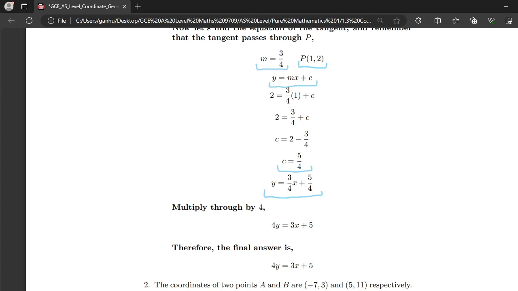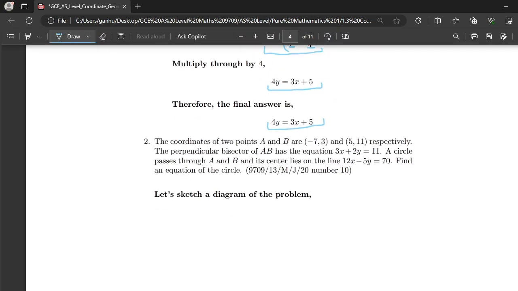But they want you to show that the equation of the tangent can be written as 4y equals 3x plus 5. So make sure you multiply both sides by 4 to get rid of the denominators here, and you end up with 4y equals 3x plus 5, and that is the final answer. Now let's move on to question number 2.